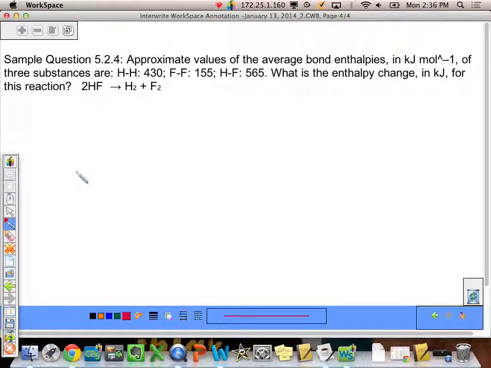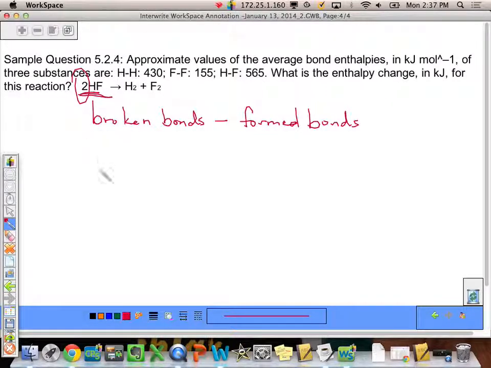I am going to take my broken bonds and subtract from that my formed bonds. So my broken bonds are from this HF here. So I have 2 moles of the HF bond. So I would have 2 times, it says here that HF has 565 kilojoules per mole of energy in it. And then that's my only bond in there, so then I subtract from that my formed bonds.